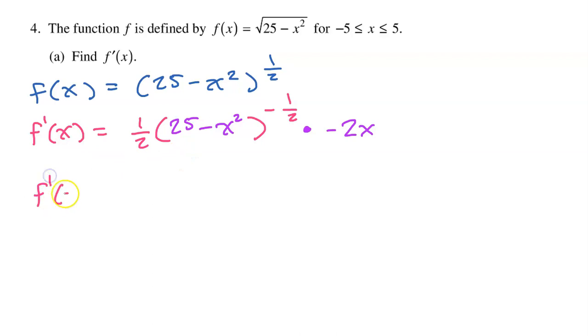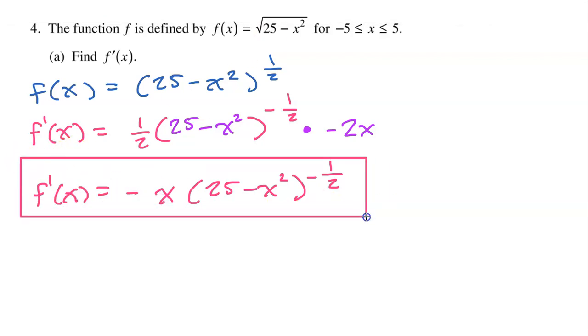So now I have f prime is equal to, I'm going to go ahead and put the negative in the front. 1/2 of 2 is 1. So basically the 1/2 and the 2 cancel each other out. I still have the x though. So I have -x times 25 minus x squared to the -1/2 power. You are welcome to leave your answer like this for a free response question.